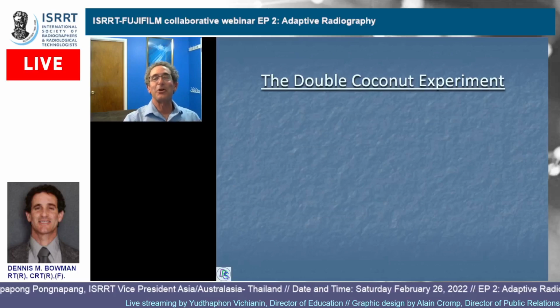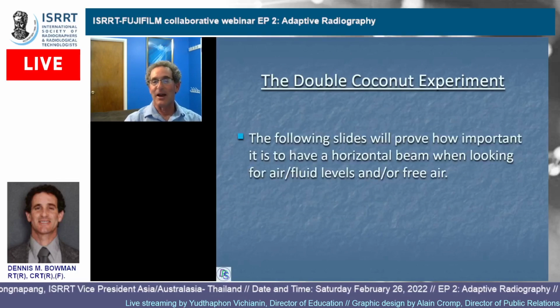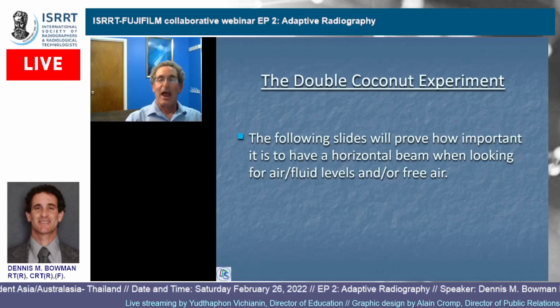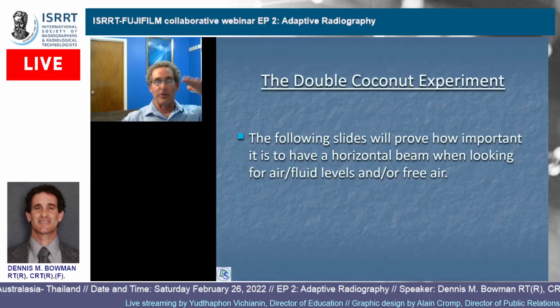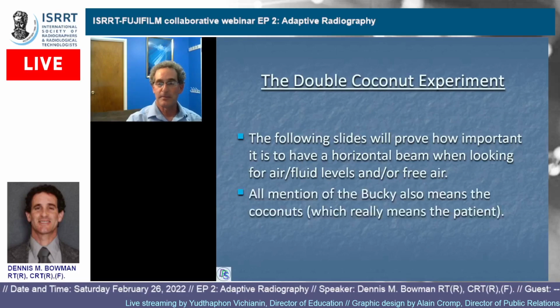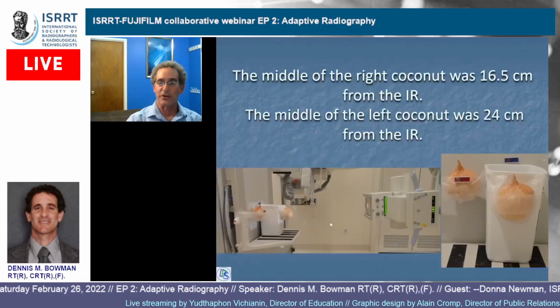So this is the double coconut experiment. It's going to be all about showing you free air and air fluid levels and how those change when you change the body and angle the body and or angle your tube. So when I talk about Bucky, I'll be talking about coconuts. It'll make sense when I show you this.